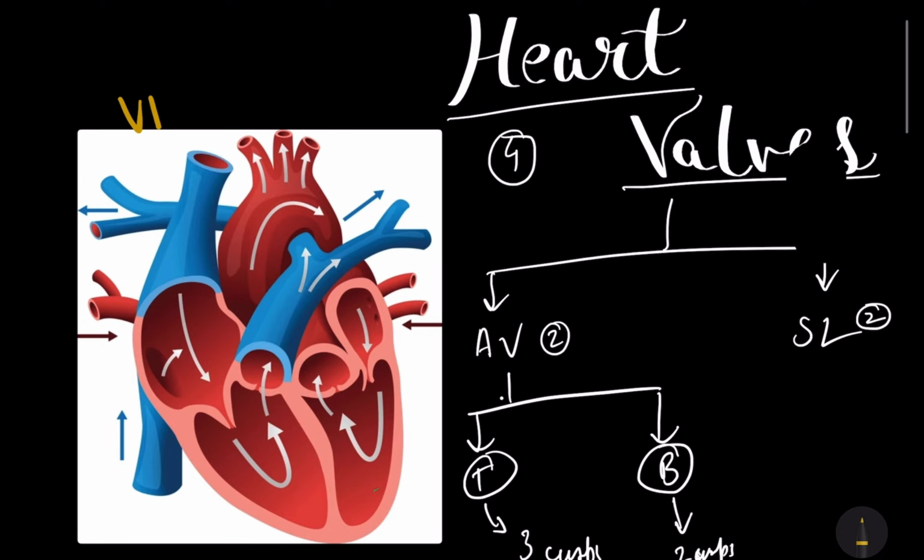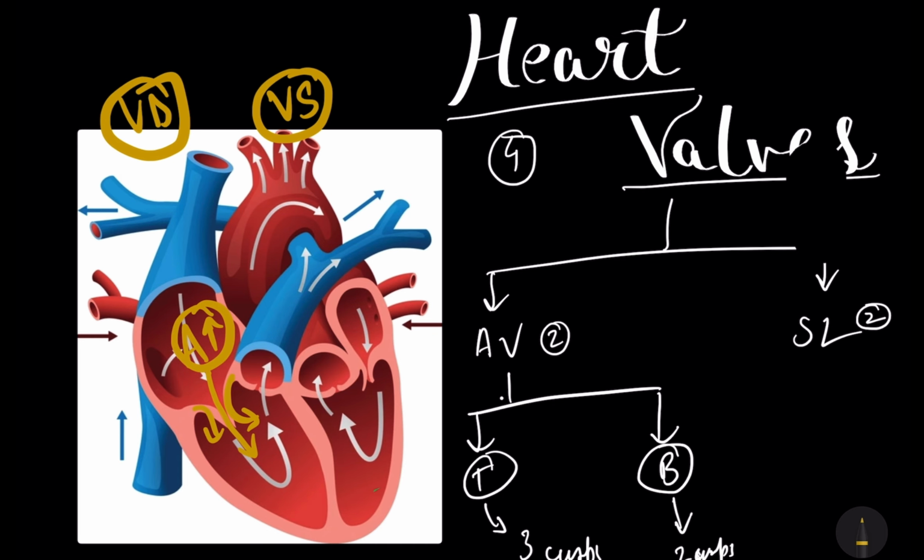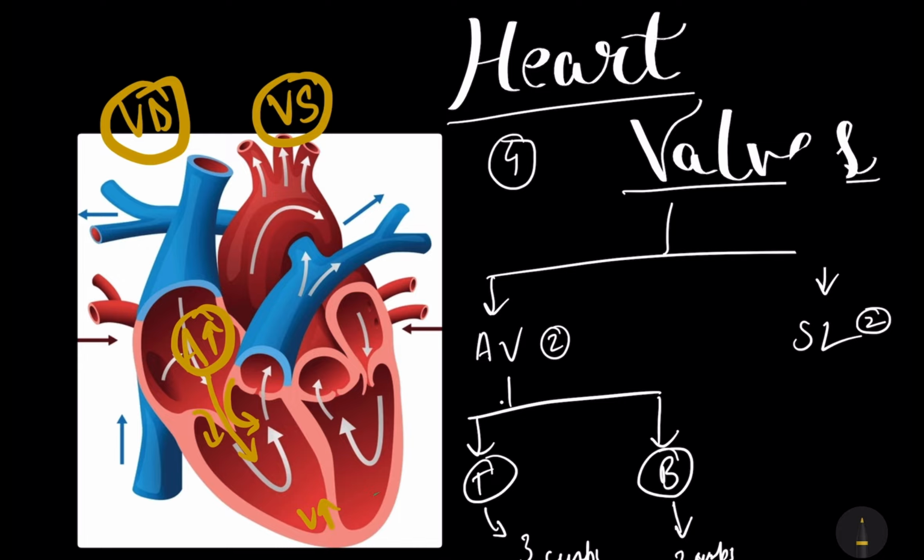As we know, in ventricular diastole, the atrial pressure increases, so there is a flow of blood from the atria to the ventricles, and this is when the atrioventricular valves open. But in ventricular systole, as we already discussed, the ventricular pressure rises. There is a chance of backflow of the blood, so the valves close.